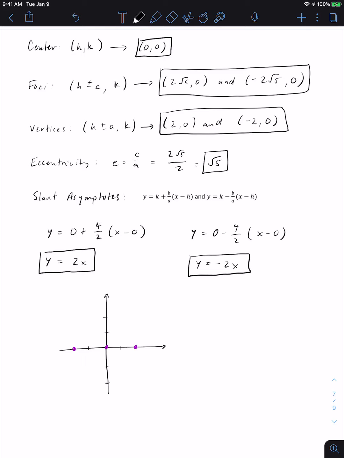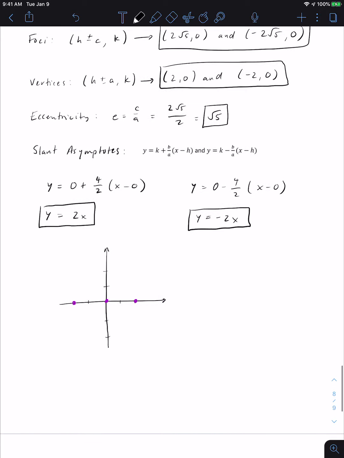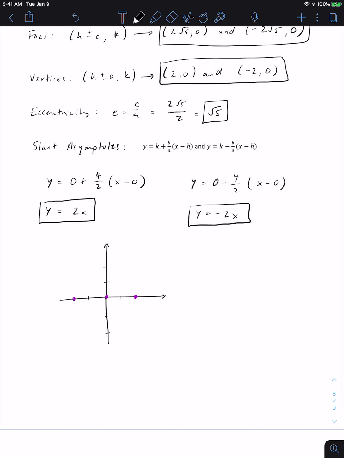And then now really the next thing that's helpful is doing the slant asymptote. So to do the line y equals 2x, it goes through the center because it has a y-intercept of 0 and a slope of 2. So this point right here would be on there, and this point down here would be on there. And then for the other line, this point here, this would be the negative 2 one. So I'm going to draw the asymptotes here.